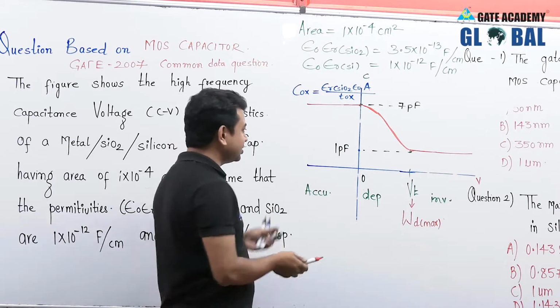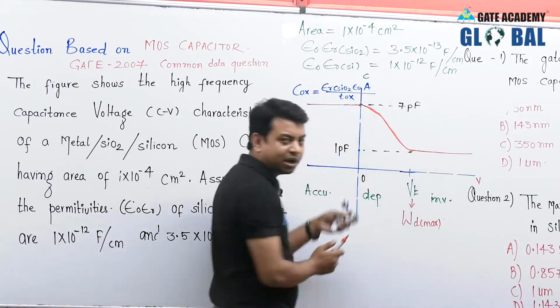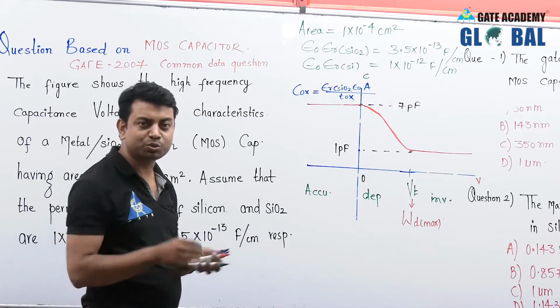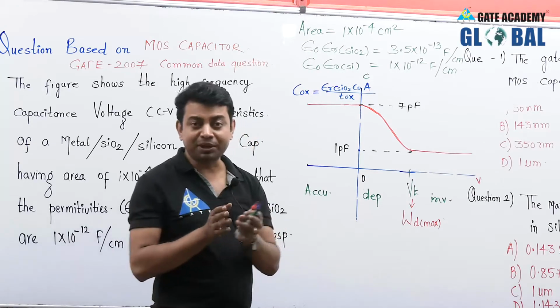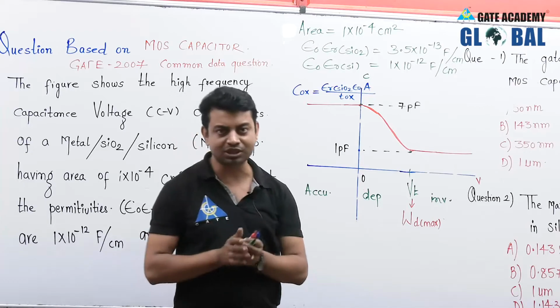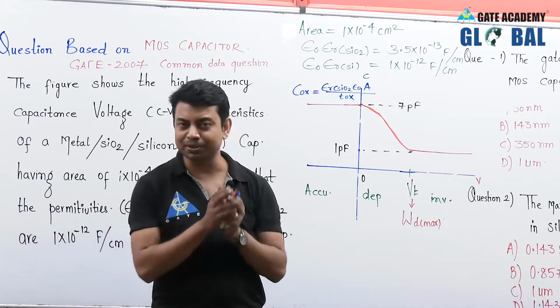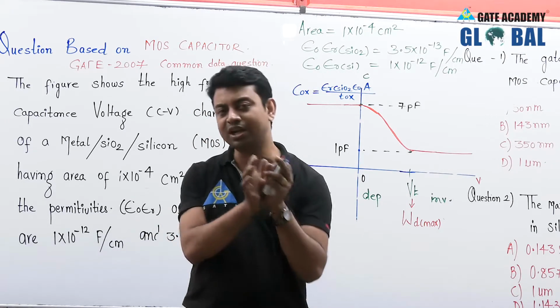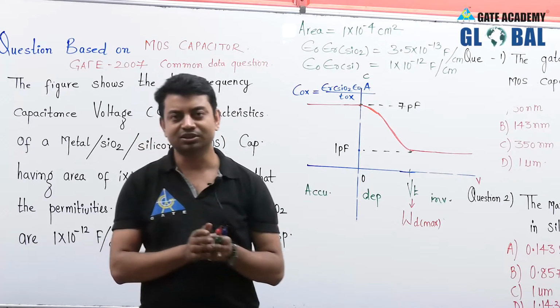Next we have the second region, from this part to this part. Here the capacitance is due to the depletion region, and the equivalent capacitance is due to the series combination of the silicon dioxide and the silicon capacitances.